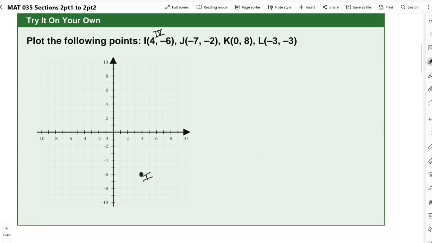J is the point (-7, -2). So from the origin, we're going to move left 7 and down 2. That lives in quadrant 3.